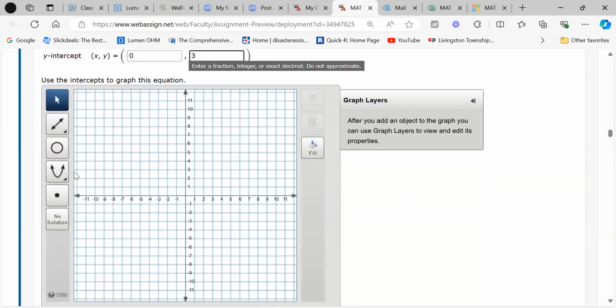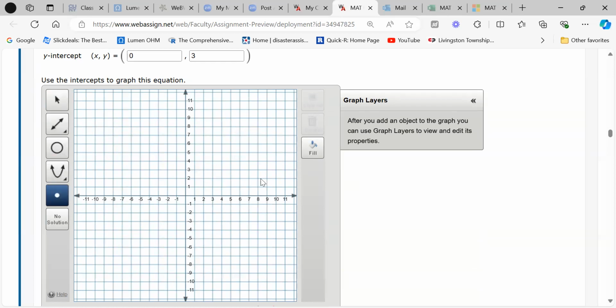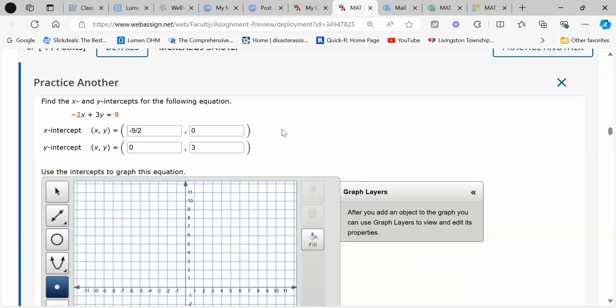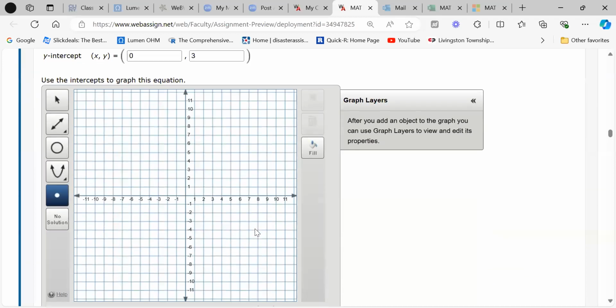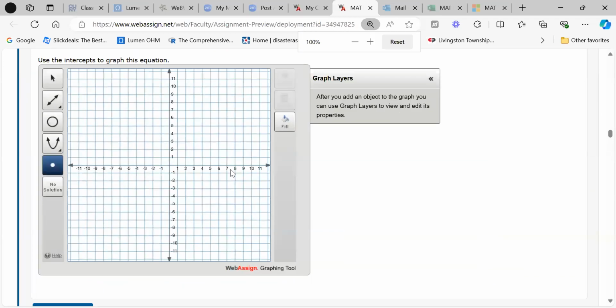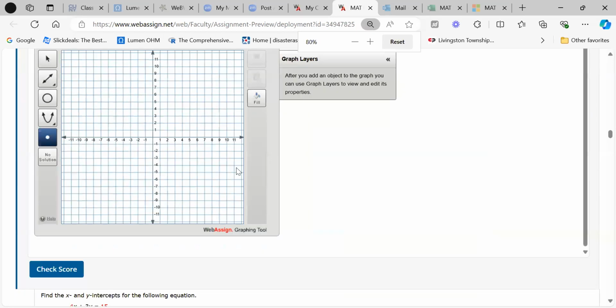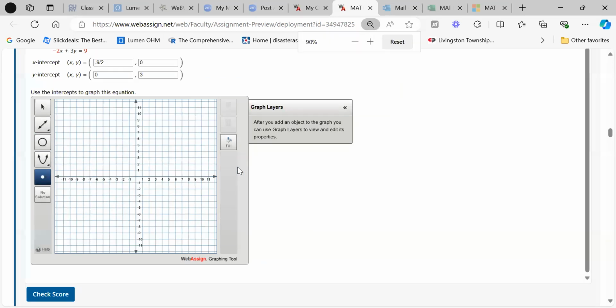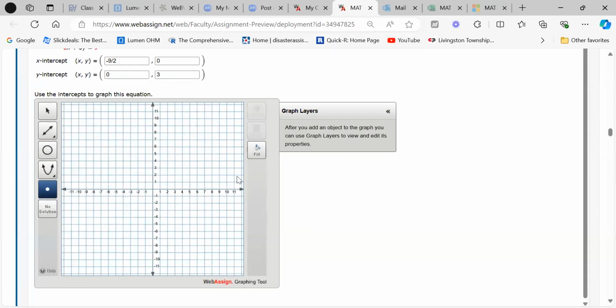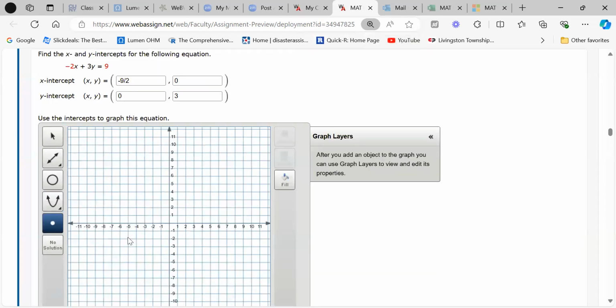Now let's go back here. And first of all, we're going to click on this. So point first, right? And x-intercept should be located on the x-axis. But it's negative 9 over 2, so it's right in the middle of negative 9 over 2, negative 4.5, right? So it's here.